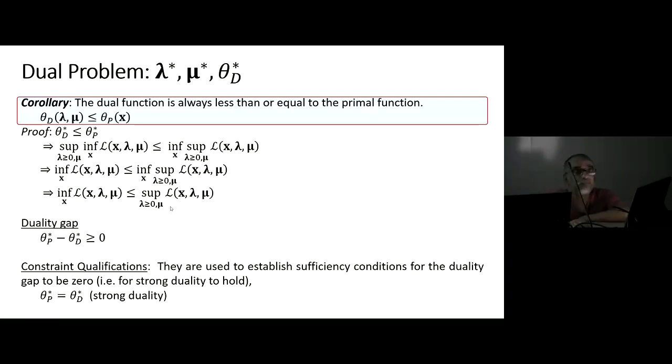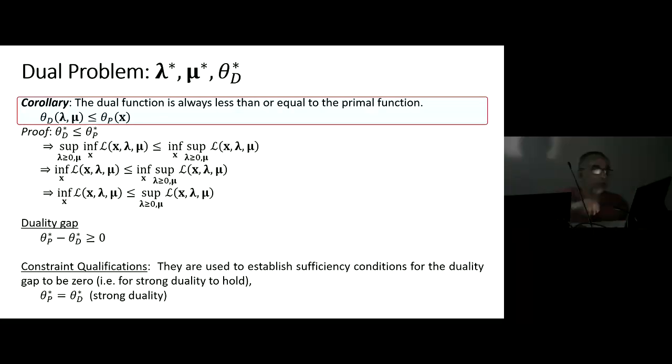So at the optimum point, the primal function will become equal to the objective function? Yeah. And how about the dual function? It will be less than, well, if strong duality doesn't hold, then it will always stay below.